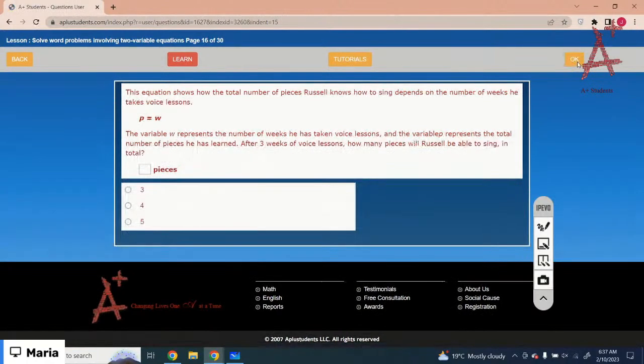Okay, the next one is the equation P equals W, and the variable W represents the number of weeks he has taken voice lessons. The variable P represents the total number of pieces he has learned. So after 3 weeks of voice lessons, how many pieces will Russell be able to sing in total? That is W equals 3. Got it? So just replace the value in the equation P equals W. That means P equals 3. Got it?